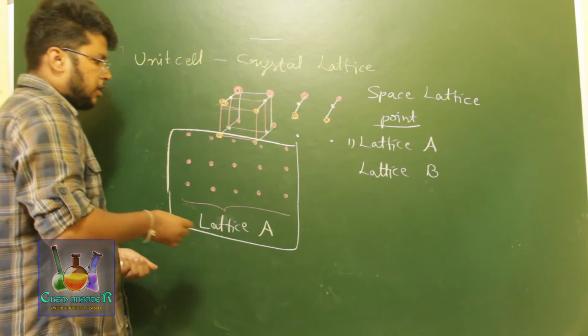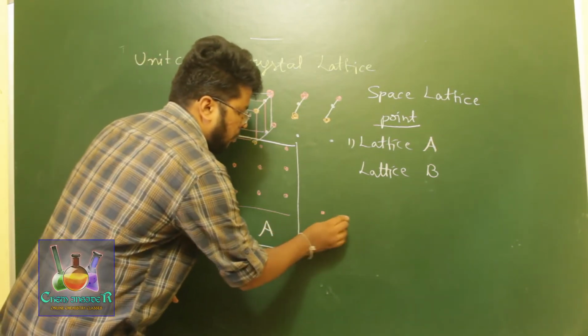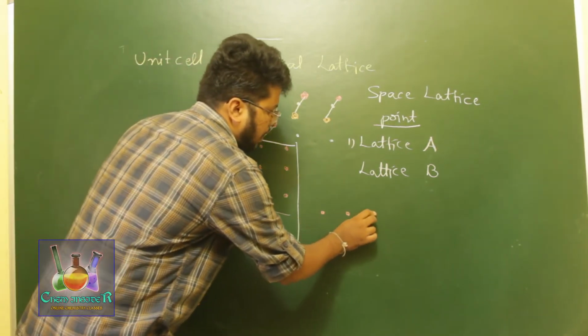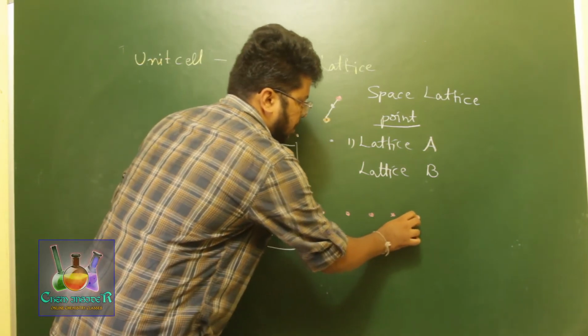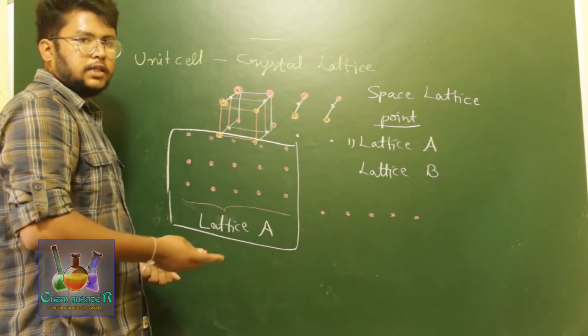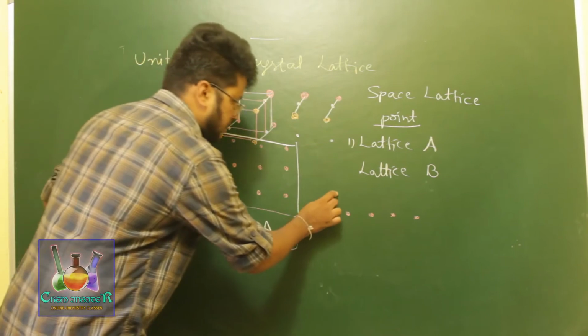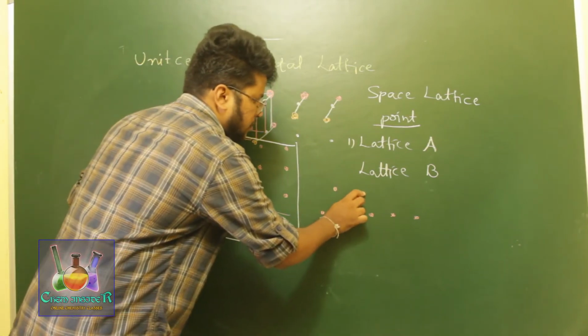Now lattice B type of arrangement is formed when one layer of points is arranged between the other layer, such as like this, sandwiching between those gaps.